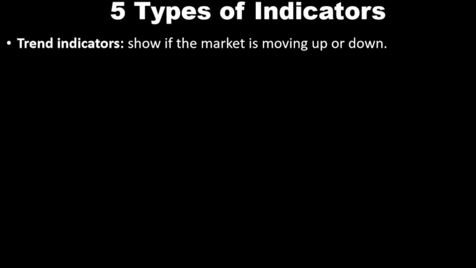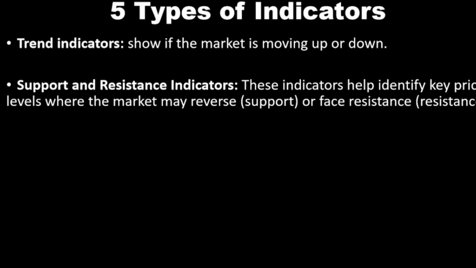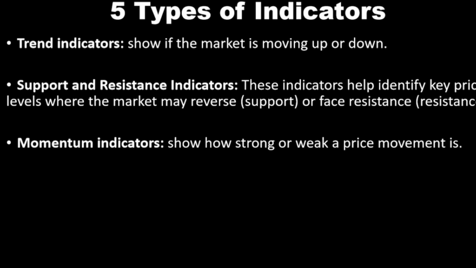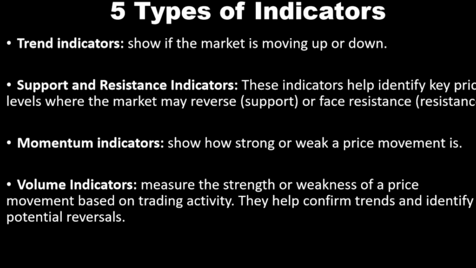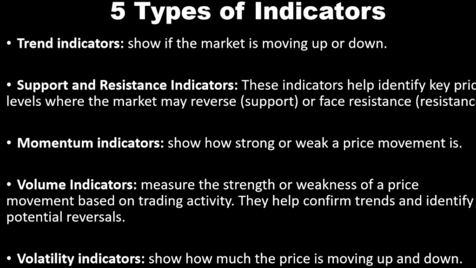We have 5 types of indicators: trend indicators, support and resistance indicators, momentum indicators, volume indicators, and volatility indicators. What do the trend indicators do? They show you the clear movement of the market. If the market is up or down, the indicators will show you. These are called the trend indicators.